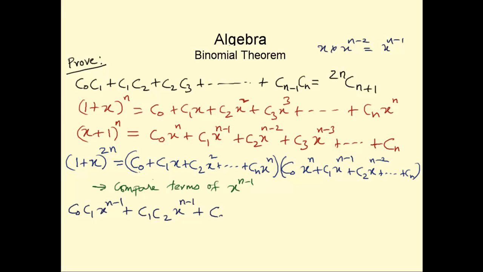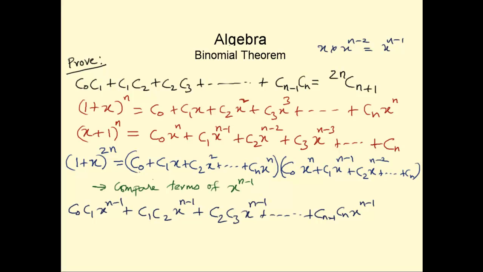Similarly, C2 times, the next one is C3, and C3 is x to the n minus 3, so you get x to the n minus 1 again. So C3 x to the n minus 1 plus so on plus, and here if you multiply Cn minus 1, it would have x to the n minus 1, and here Cn is a constant, so Cn minus 1 times Cn x to the n minus 1. So these are all the terms of x to the n minus 1 on the right hand side.